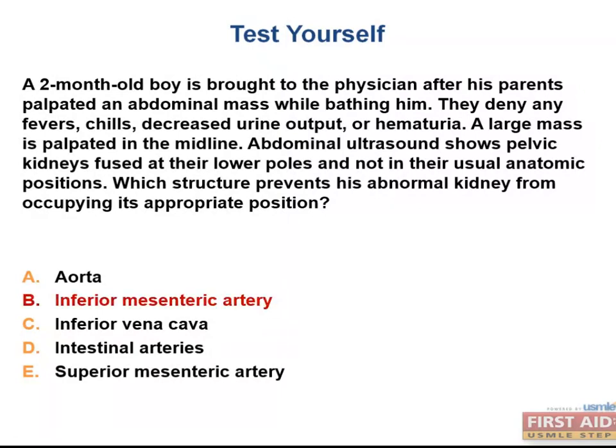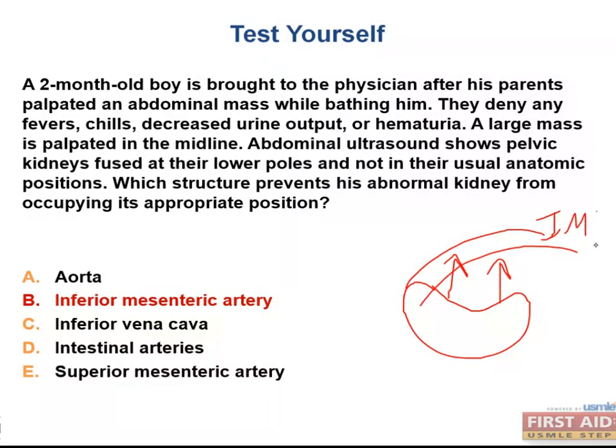Now let's see why. This patient has a horseshoe kidney, which forms when the inferior poles of the two kidneys fuse during development. As the kidneys ascend from the pelvis, they encounter the inferior mesenteric artery, and therefore they cannot rise to the normal level in the abdomen. Patients are usually asymptomatic, but they do have an increased risk of bowel obstruction, renal infection, and renal stones.